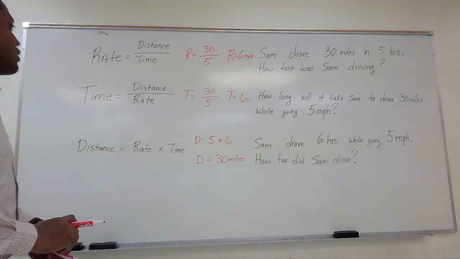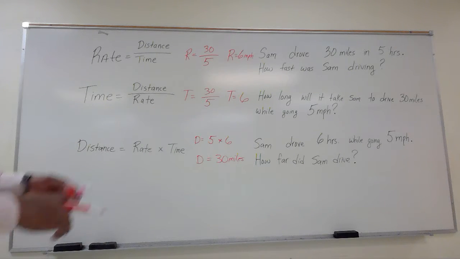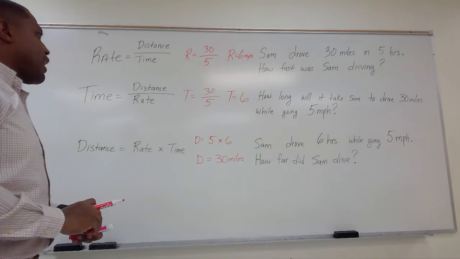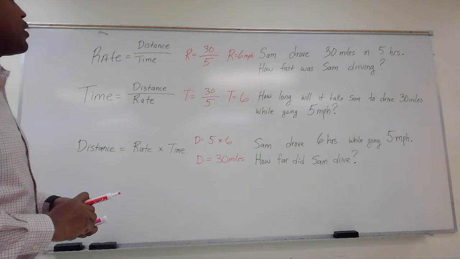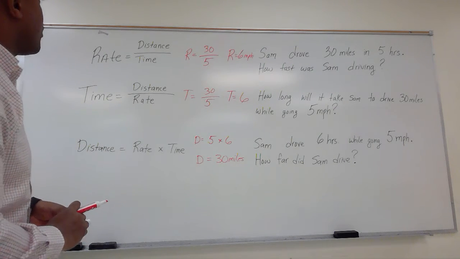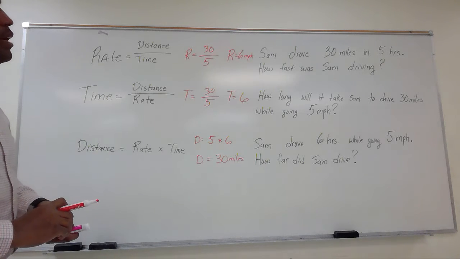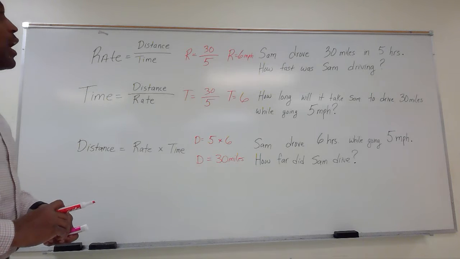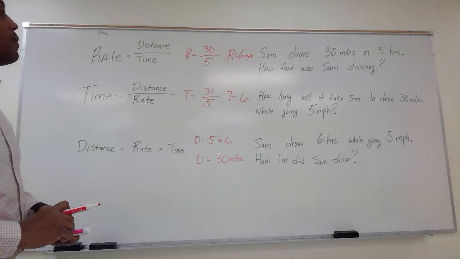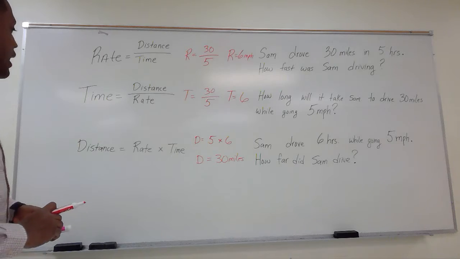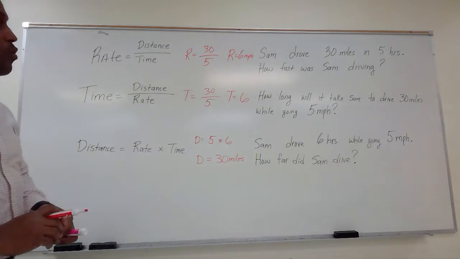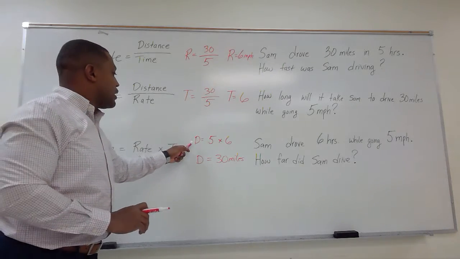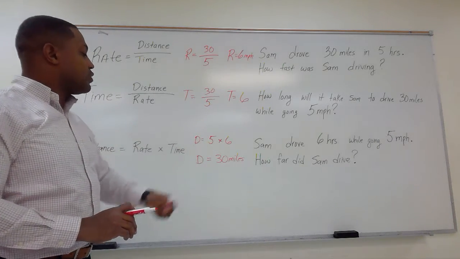30 miles, all right. Let me just look over this one more time. Sam drove 30 miles in 5 hours. How fast was Sam going? 6 miles per hour. How long will it take Sam to drive 30 miles while going 5 miles per hour? 6 hours. And Sam drove 6 hours while going 5 miles per hour. How far did Sam drive? 5 times 6, that gives us 30 miles.